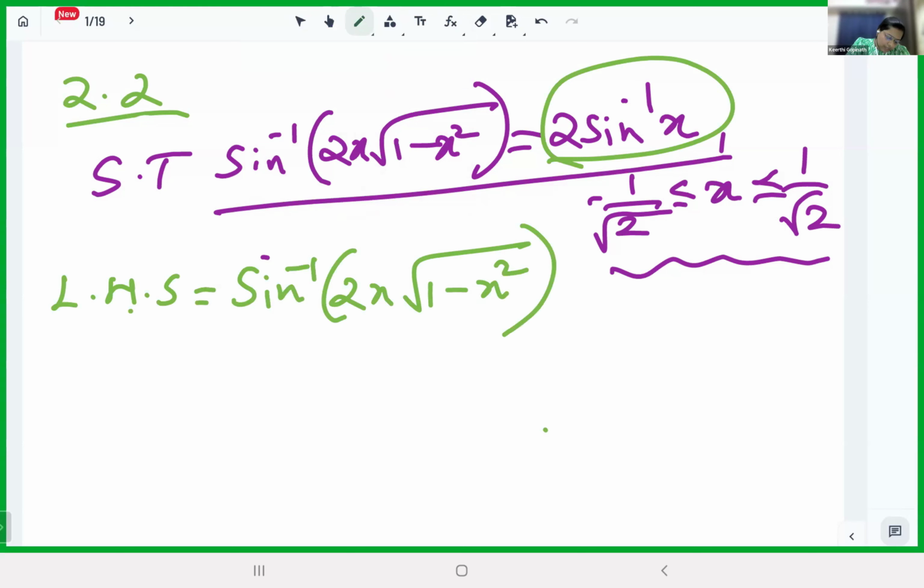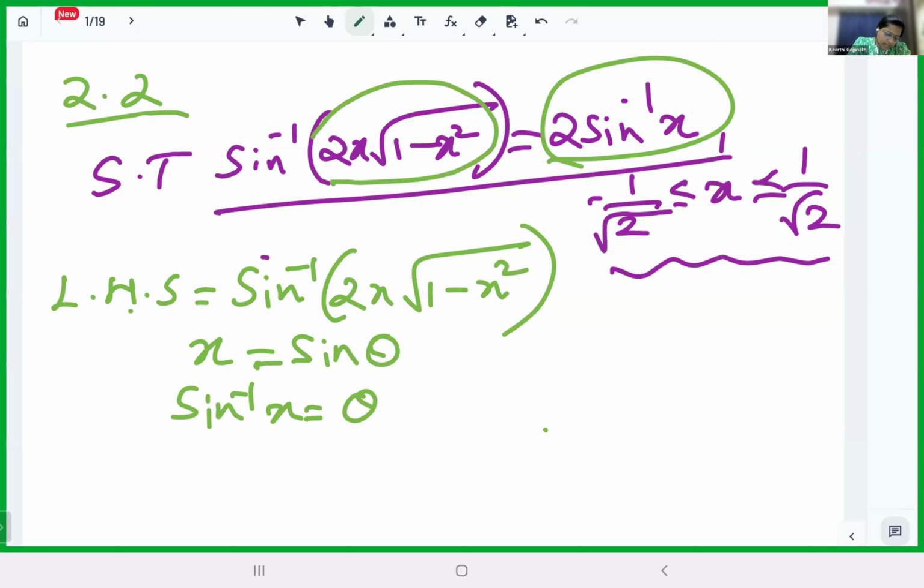Here, I'm giving a value for x. Let x be sine theta. Okay, I'm giving x is equal to sine theta. So from this, we can write sine inverse x is equal to theta, using the definition of inverse. Now what I'm going to do is put this x value here.